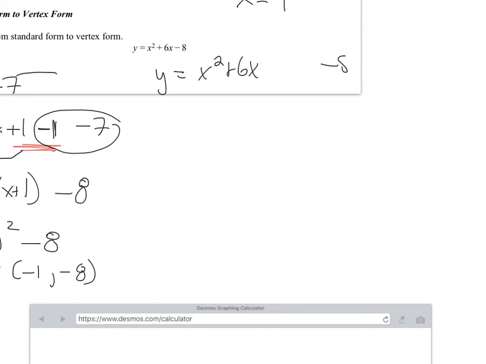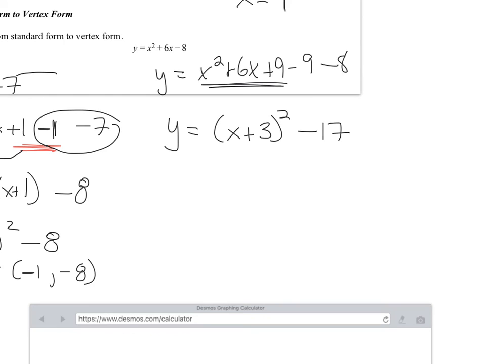So same thing here. I'll move the -8 over. I'll take half of 6, which is 3. 3 squared is 9. So I'll add it and subtract it at the same time. So y equals x plus 3 squared minus 17. Because again, this factors as x plus 3, and this just goes together as numbers. So the vertex, now that it's in vertex form, is -3, -17.